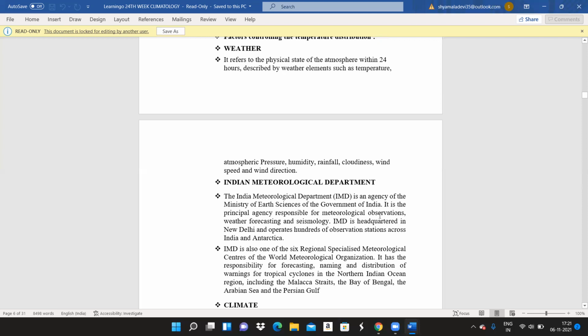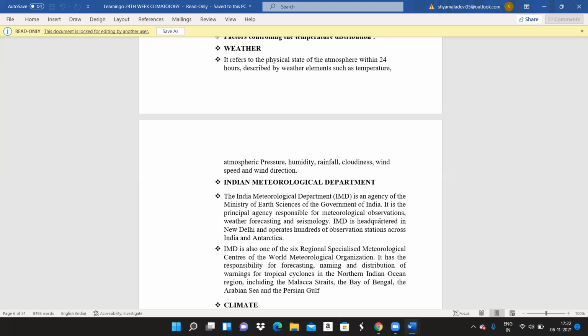Now, meteorological observations: you must know that before the monsoon starts, they will give a report saying that this year India will receive normal monsoon rainfall. Or once the rainfall is over, they will give you the analysis of whether it was normal, excess, or deficit. State-wise, region-wise, they will give you. That is what is called meteorological observations.